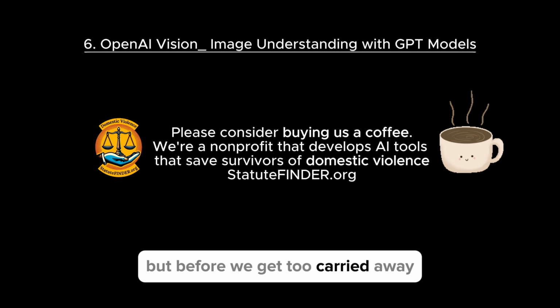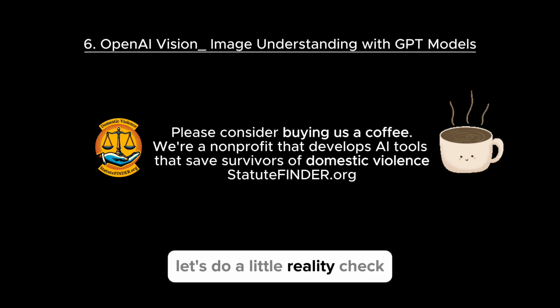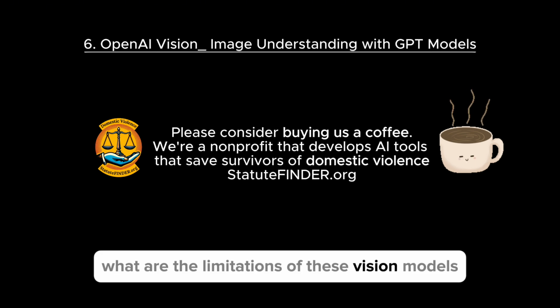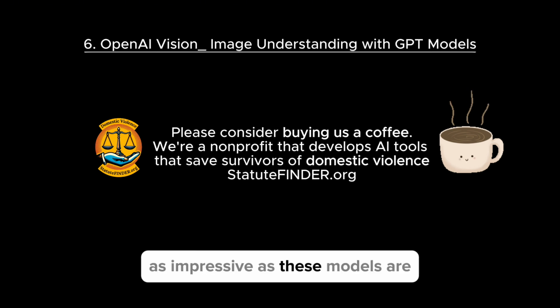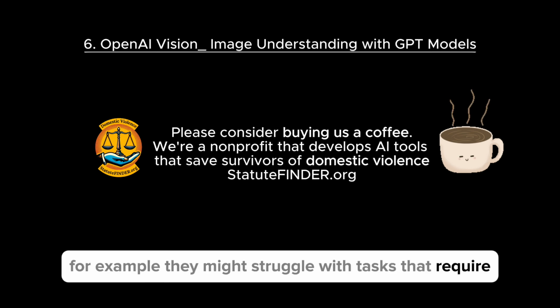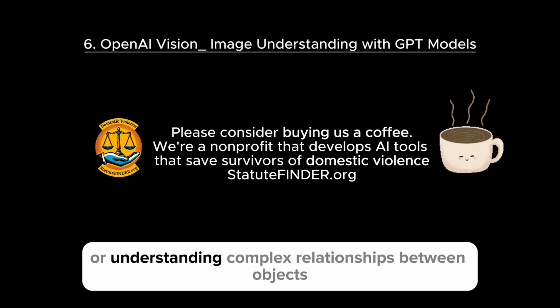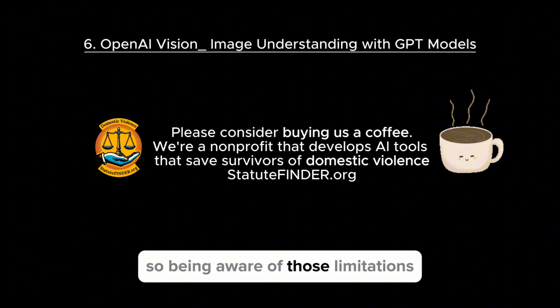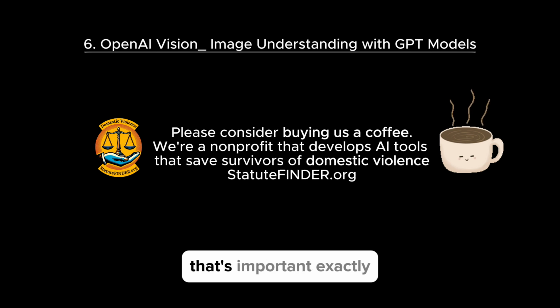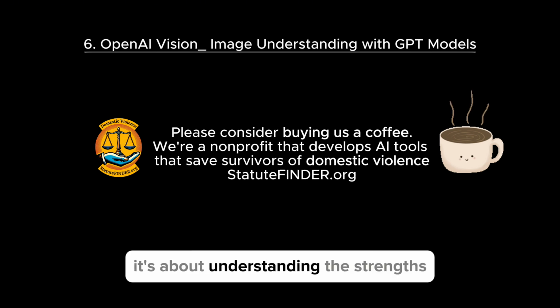But before we get too carried away with all these possibilities, let's do a little reality check. What are the limitations of these vision models? They can't be perfect, right? You're absolutely right. As impressive as these models are, they do have their limitations. For example, they might struggle with tasks that require really detailed spatial reasoning or understanding complex relationships between objects. They're also not immune to biases that might be present in the data they were trained on. Okay, so being aware of those limitations, not expecting them to be flawless, that's important. Exactly. It's about understanding the strengths and weaknesses of the technology and using it responsibly.